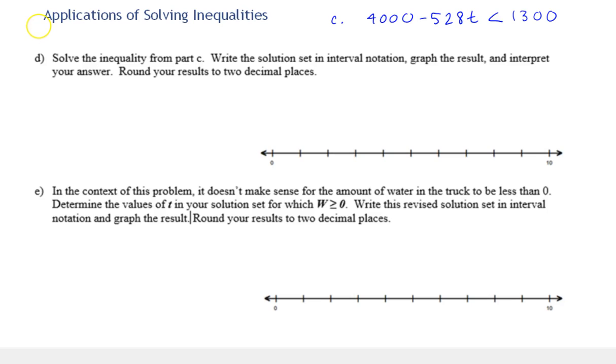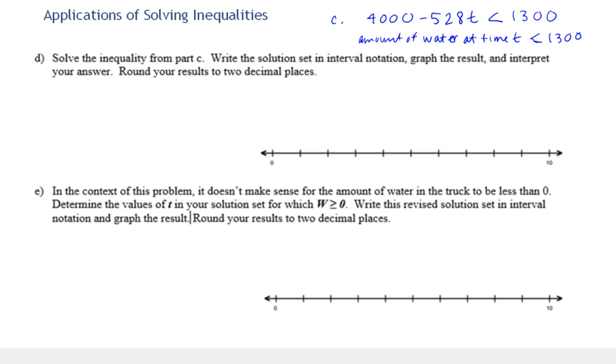In this video, we're going to continue applications of solving inequalities. So in part C, we had created this inequality where this represented the amount of water in the truck at time t, and the person driving the truck wanted to know for what values of t that amount would be less than 1,300 gallons. So now let's look at part D.